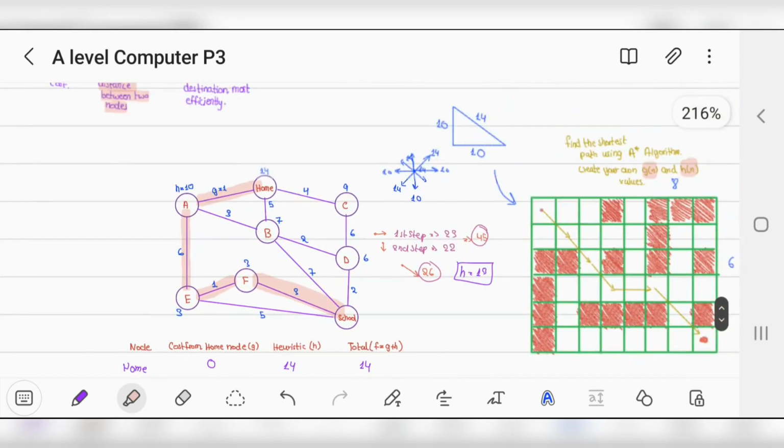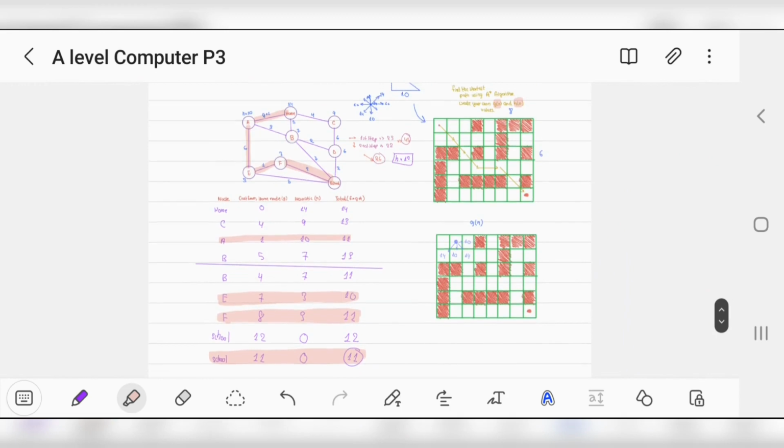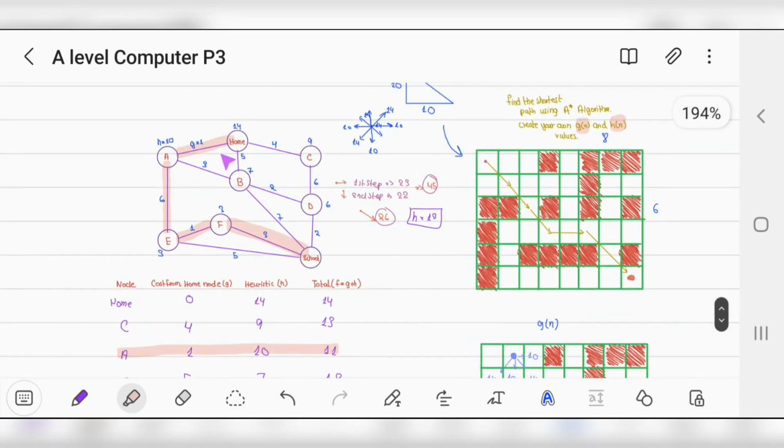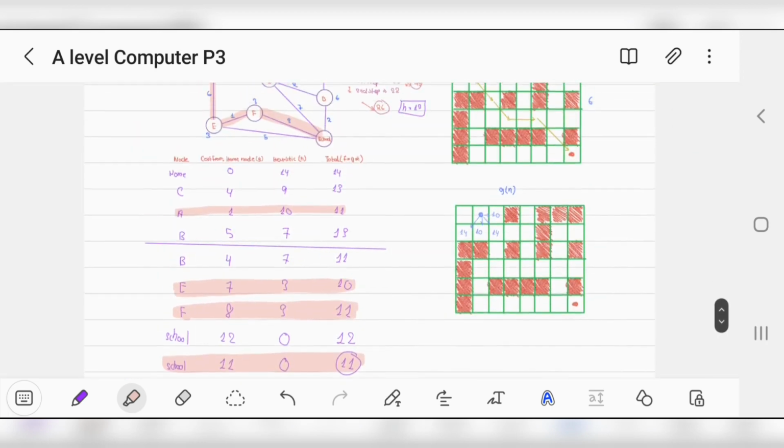This is how you do the algorithm. This algorithm is much better and much more flexible for complex stuff, and it is much more preferred. Even in GPS or in maps, in Google Maps, this kind of algorithm is used. It is much more efficient than the other one.